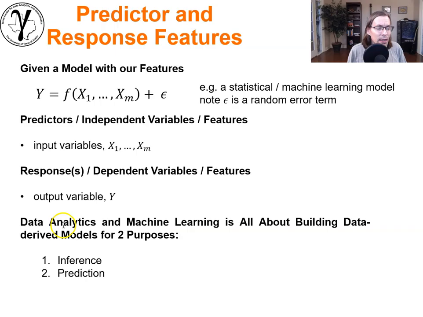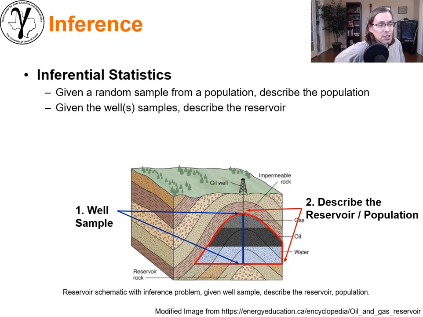It's the y's. Now, data analytics and machine learning is all about building these types of models for really two purposes. I already stated prediction, but we could also be doing it for inference. So inference and prediction are the two modes of operation. Now, let's talk about inference first. Inferential statistics is, given a random sample from a population, describe the population. That's the inferential workflow. Given the well samples, limited, remember 1/trillionth of the reservoir sampled directly, tell me what the reservoir is going to be like, the entire subsurface, the entire population. I got a well, I got a sample, now describe the population.